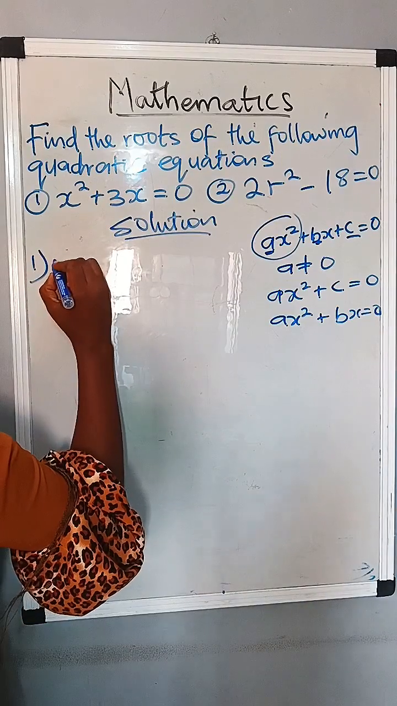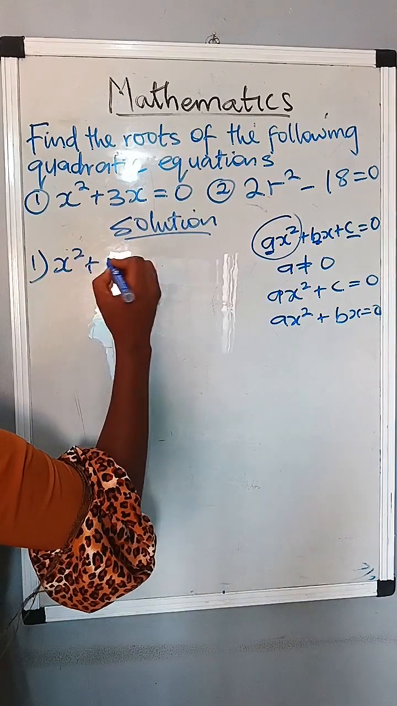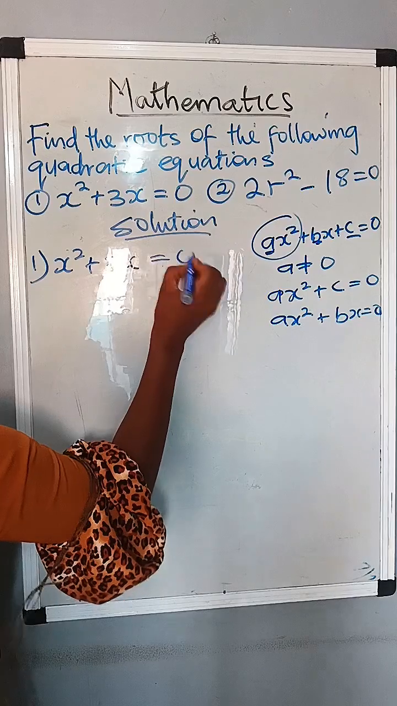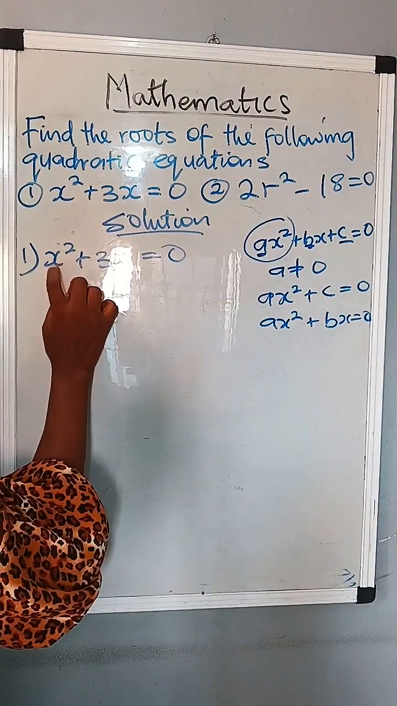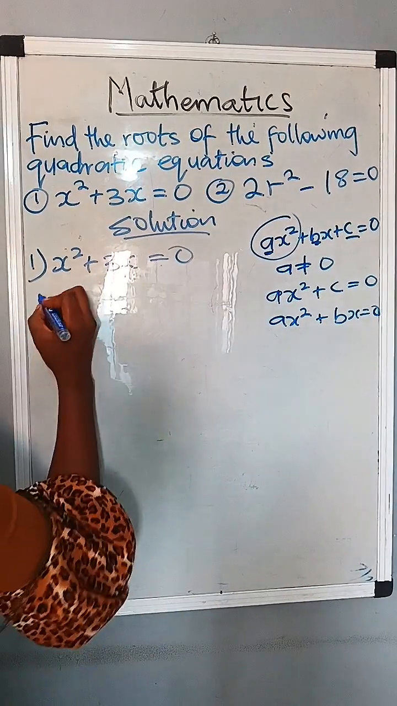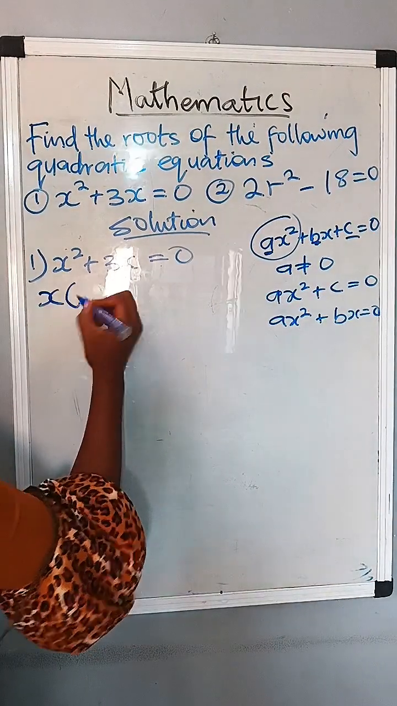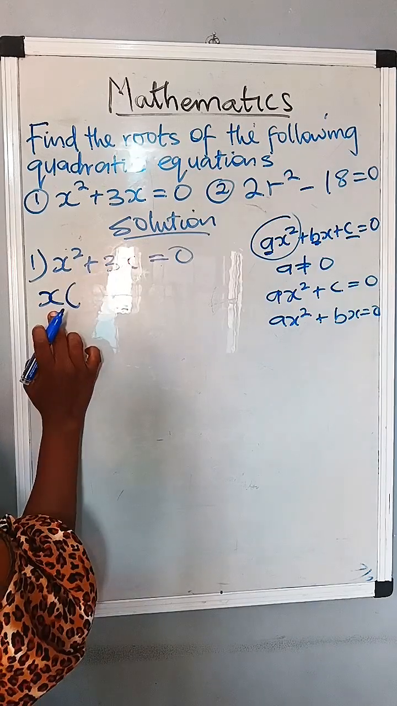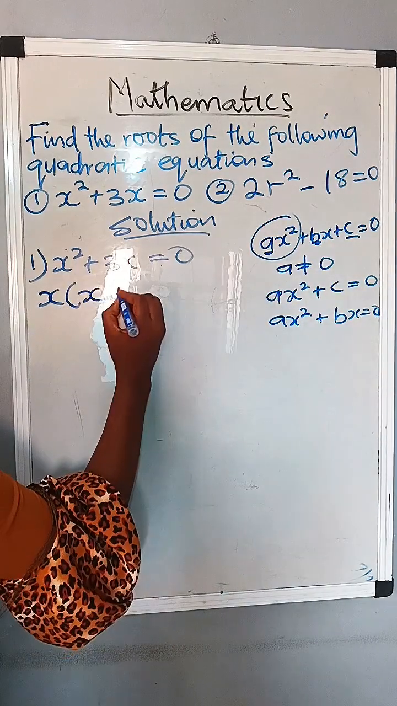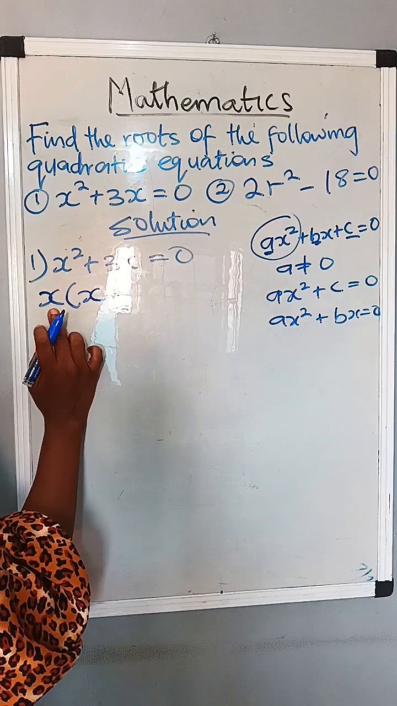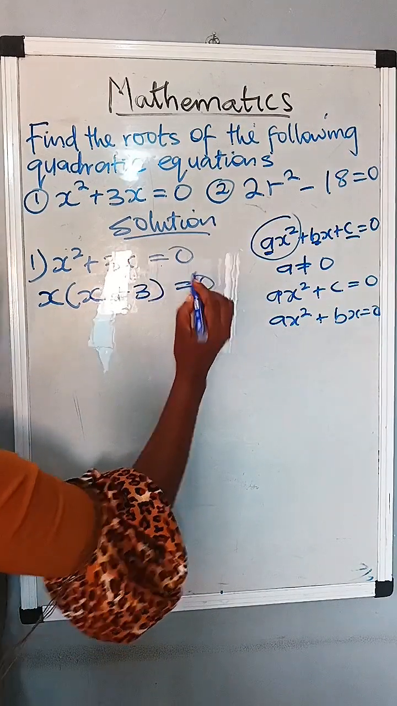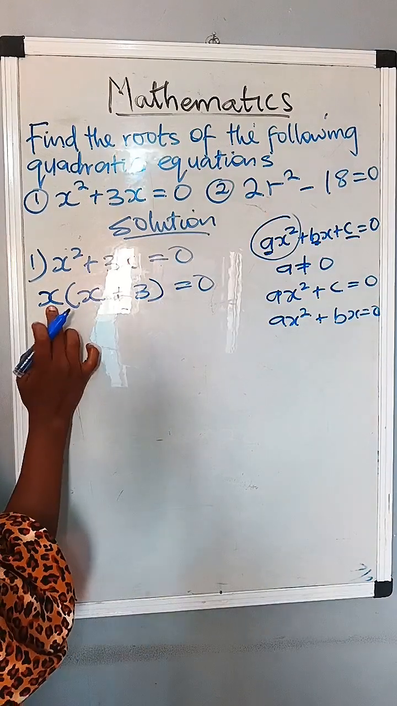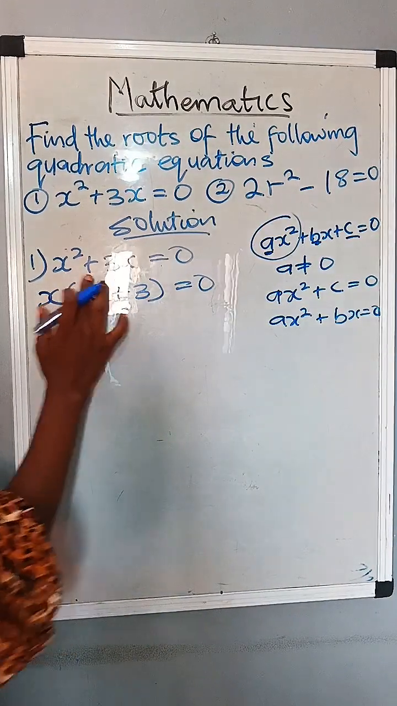Solution number 1, we have x squared plus 3x equal to 0. Okay, so here we can factor out x. x is common here and here, so we have x outside the bracket. This x squared divided by x is going to give us x, plus 3x divided by x is going to give us 3, and this is equal to 0.